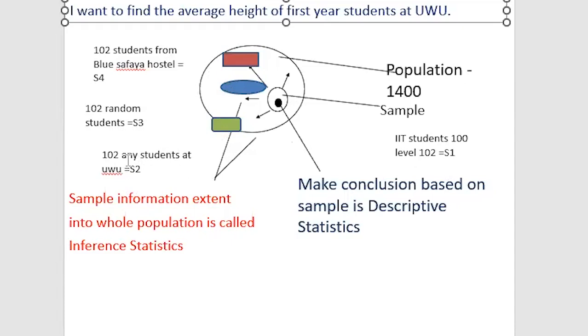In sample 2, I say it's any student. It can contain first year, second year, third year, or fourth year students, or sometimes postgraduate students. But what is my question? My interest is not to measure the other students. My only interest is to measure the first year student height. Is that the correct population? Others? No. That's why some part of this sample is coming outside the box.